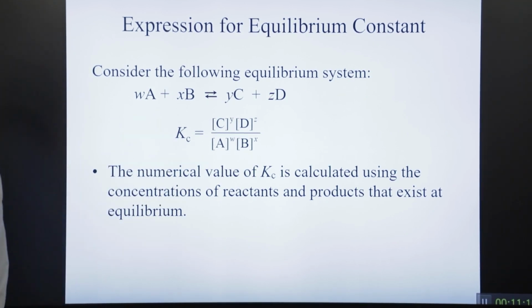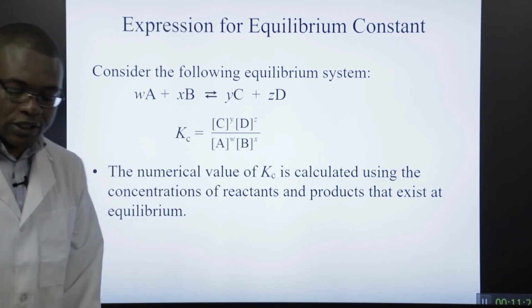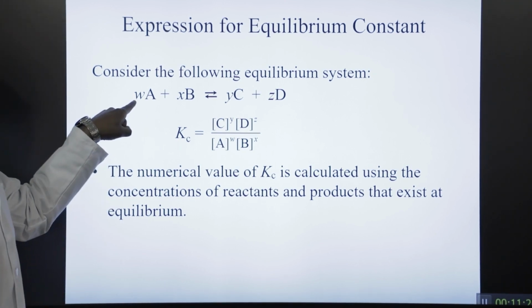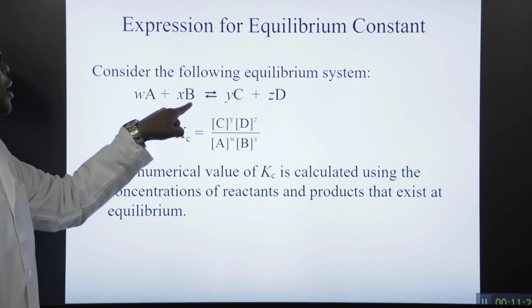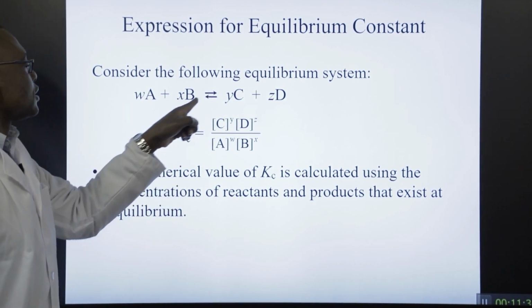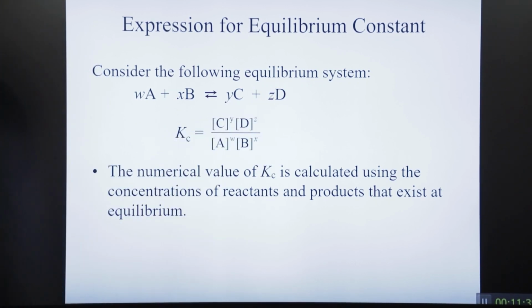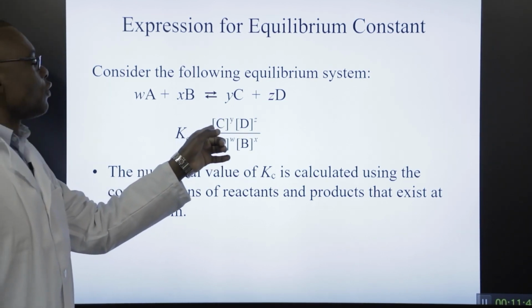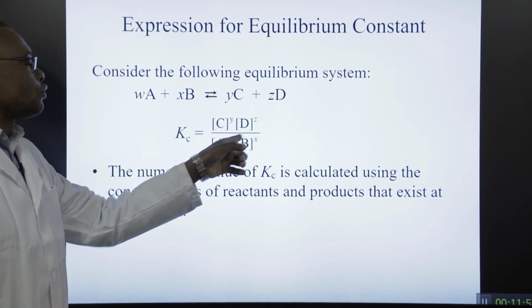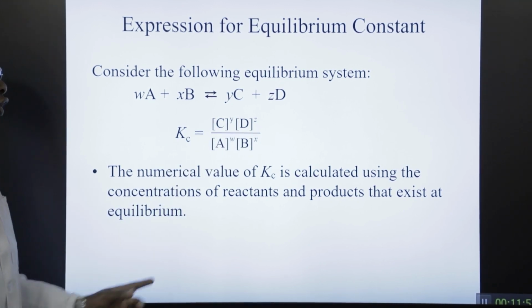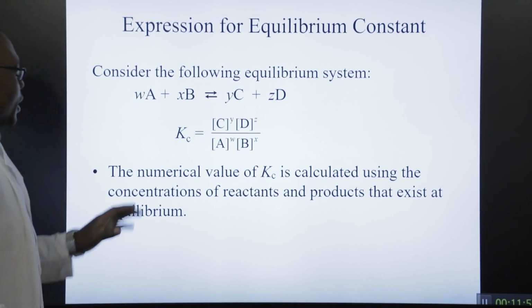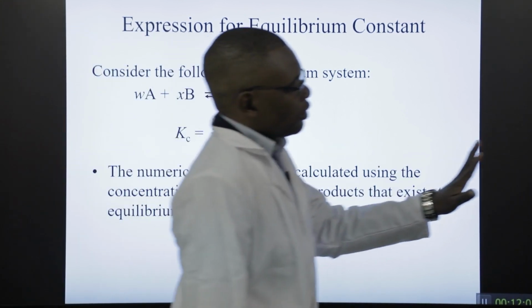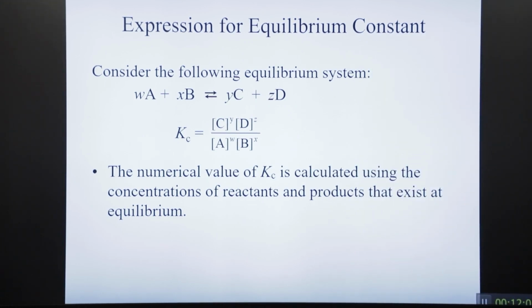So if we are to make a general representation of an equilibrium expression, we can consider the following system in which we have got w amount of A plus x amount of B. These are reactants, they will give us y amount of C and z amount of D. So we are saying at equilibrium, Kc is equal to the concentration of C times the concentration of D over the concentration of A times the concentration of B.